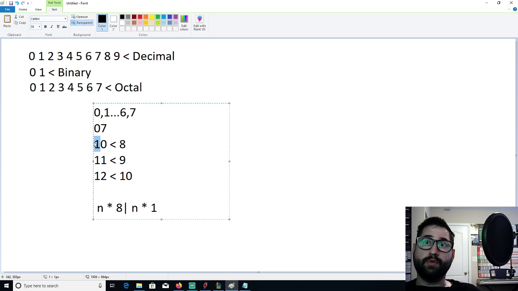So when I have a 1 here, I multiply it by 8, which is 8, and then let's say I have a 2 in this one, I have a 2 times 1 is 2, I add them together and I get 10. So a 1, 2 in octal is 10. That's the most basic way I can put it.